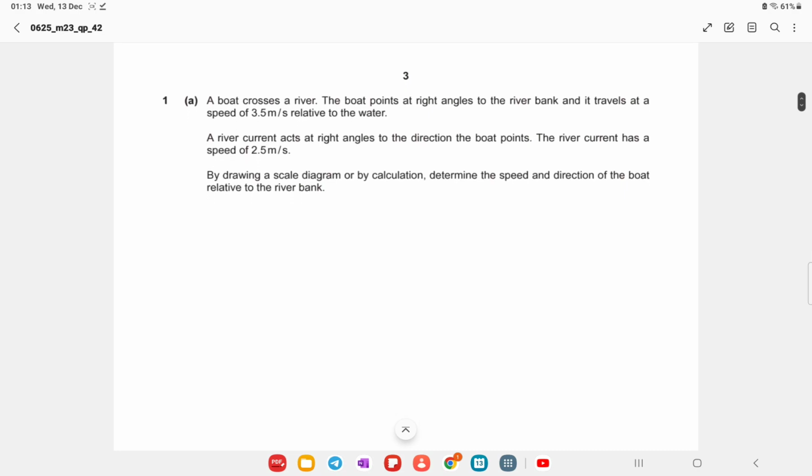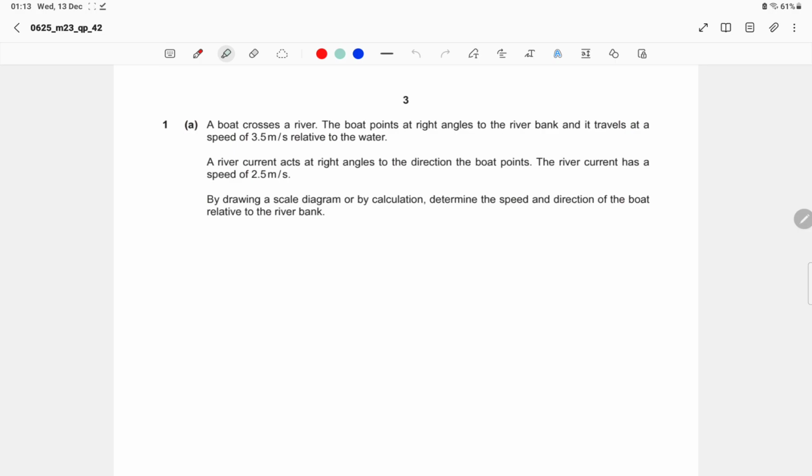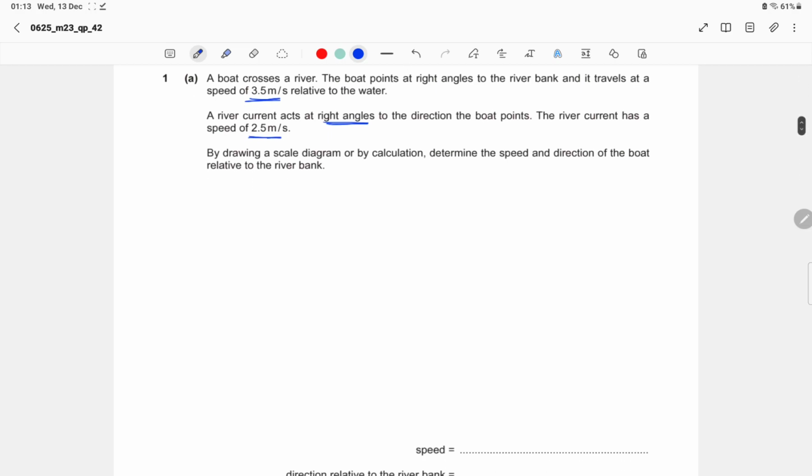The first question states that a boat crosses a river. The boat points at a right angle to the river bank, and it travels at a speed of 3.5 meters per second relative to the water. The river current acts at a right angle to the direction the boat points. The river current has a speed of 2.5 meters per second. By drawing a scale diagram or by calculation, determine the speed and direction of the boat relative to the river bank.